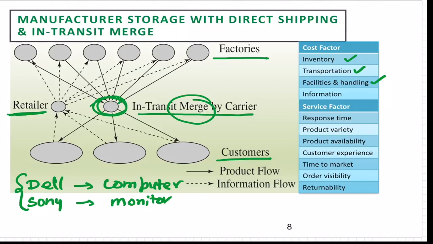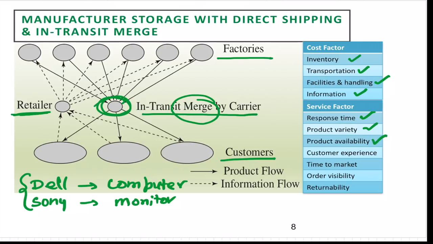Facilities and handling cost is likely to go up slightly because of this extra step of in-transit merge. Similarly, cost related to information is going to be slightly higher because this extra information needs to be shared or coordinated at the point where in-transit merge takes place. Looking at the service factors in this design, response time will be similar to the previous one. Product variety and product availability both are going to be similar to the previous network design. Customer experience is going to be better than the previous one because the customer will not receive partial orders, but gets the entire order in one delivery. And time to market, order visibility, and returnability are going to be similar to the previous design.